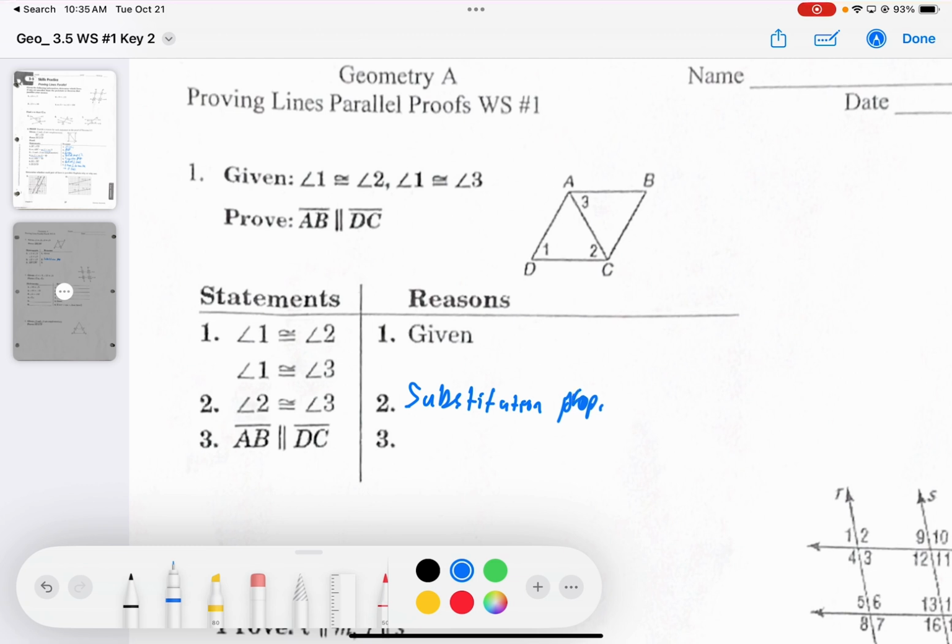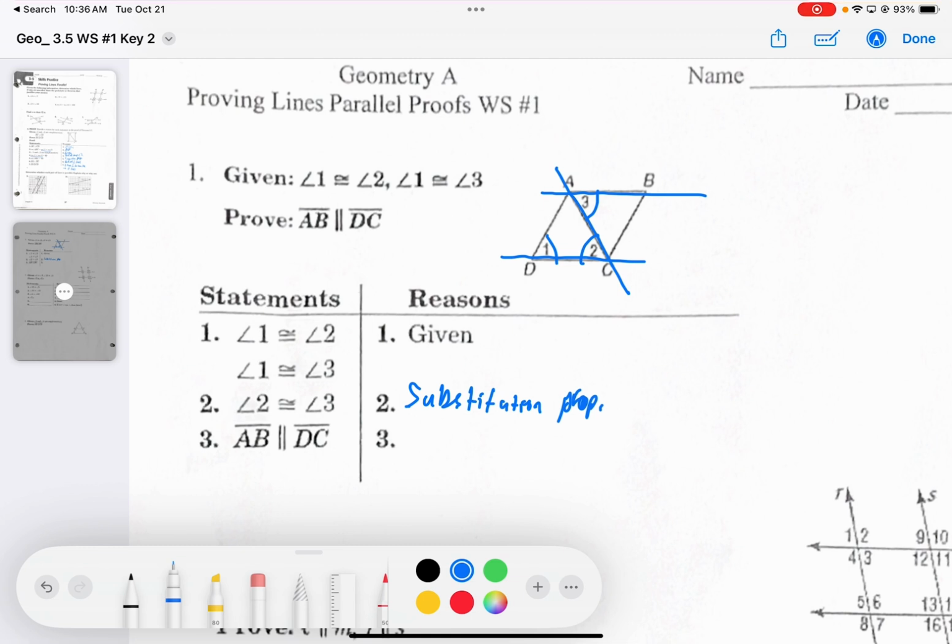Okay, what a guy. All right, AB is parallel to DC. That's what we ended up wanting to prove. So now what we actually need to do is we need to go through and we need to look at our picture. So it says that angle 1 is congruent to angle 2, and then we went on to say that angle 2 is congruent to 3, and we wanted to prove that AB is parallel to DC. So now you guys need to tell me what type of angles do I have with angle 2 and angle 3.